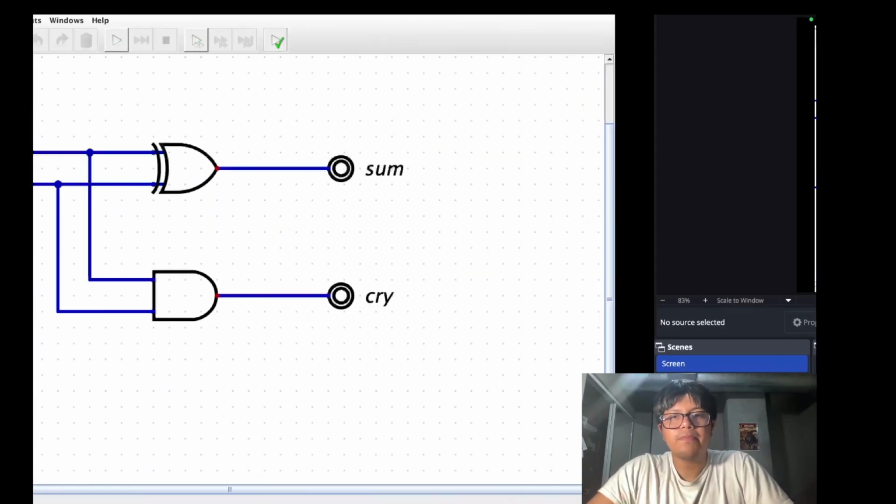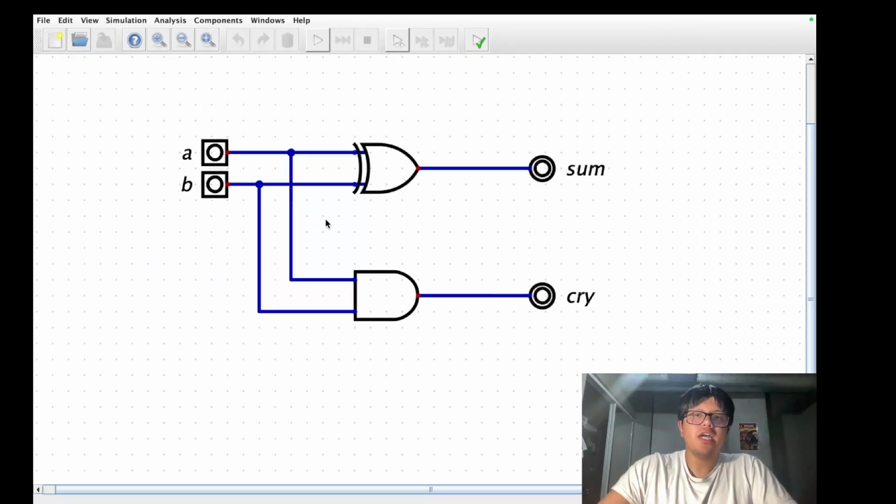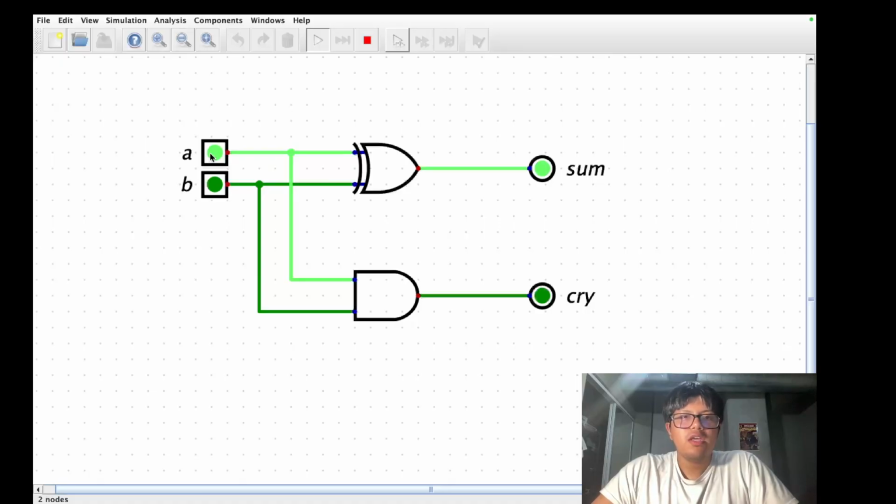So let's get started. Right here is the design of the half adder, and if we run a simulation here, if A is on, we can see that A goes through the XOR gate, and since this is on and this is off, the sum is bright green. And if we vice versa this, the sum is also green. And as we can see here, it does not go through the AND gate because it needs both of them on to light up cry.